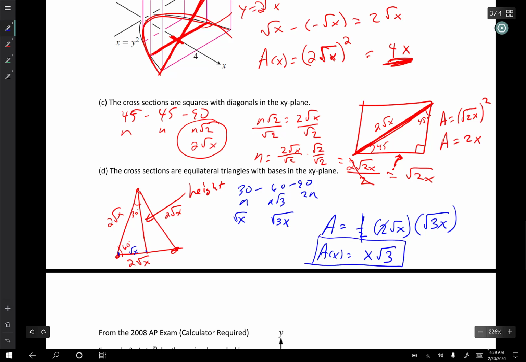I think some books write square root of 3 with an x on the outside, guys, but I'm always a little confused if x is inside or not. So there it is, no confusion there.